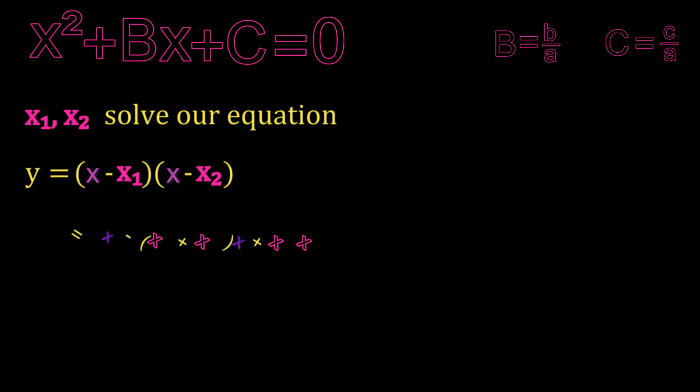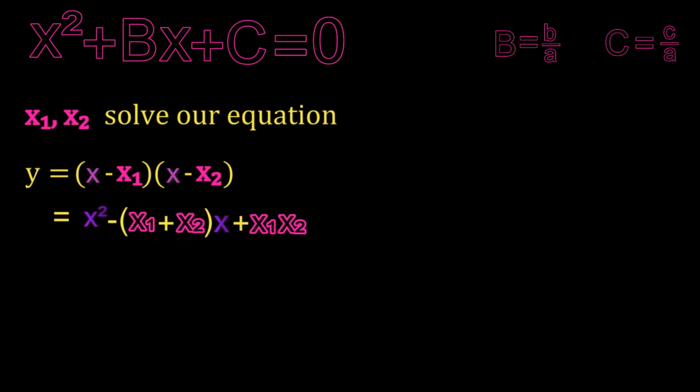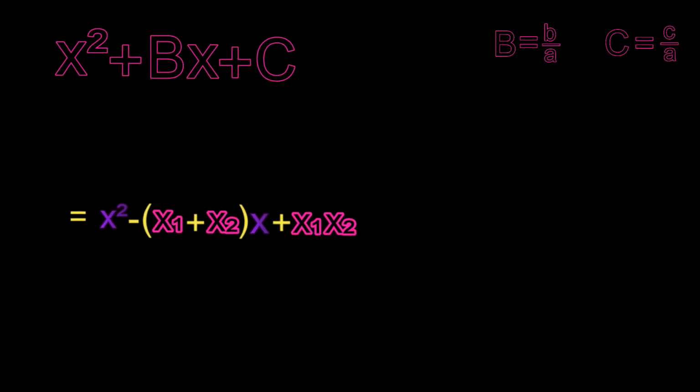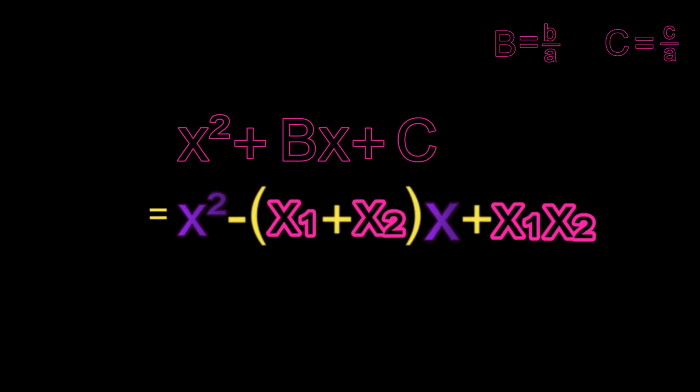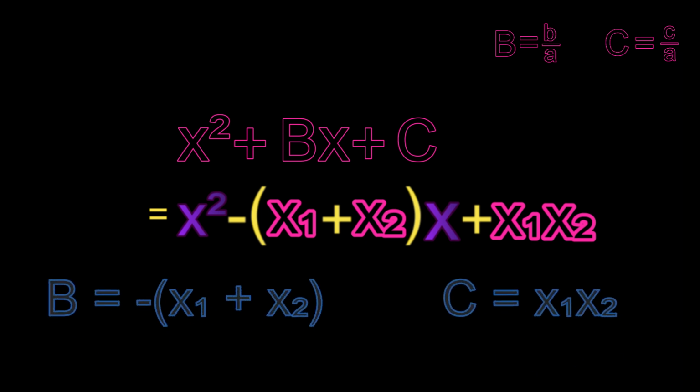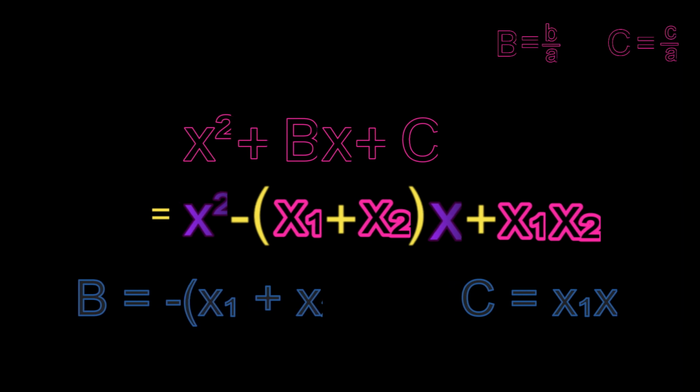Now let's expand out the brackets. We get that y is equal to x squared minus the sum of the roots times x, plus the product of the roots. Since this is just another representation of our starting equation, the coefficients of each term should be equal. Therefore, capital B is equal to the negative sum of the roots, and capital C is equal to the product of the roots.